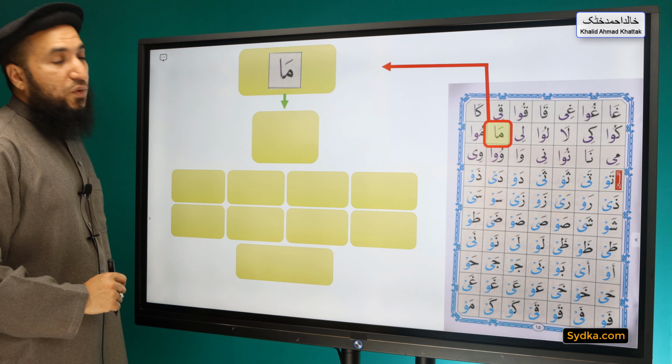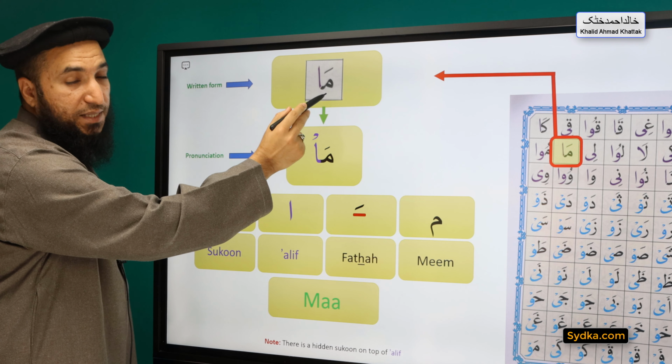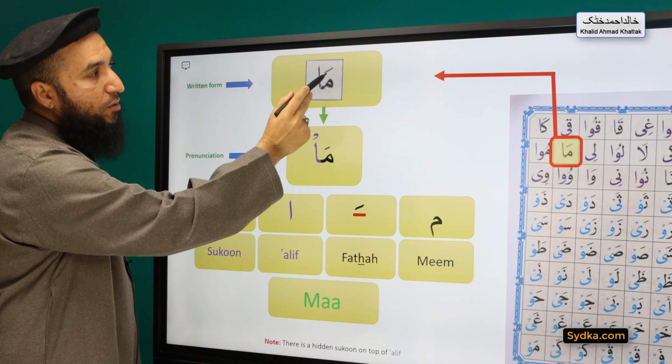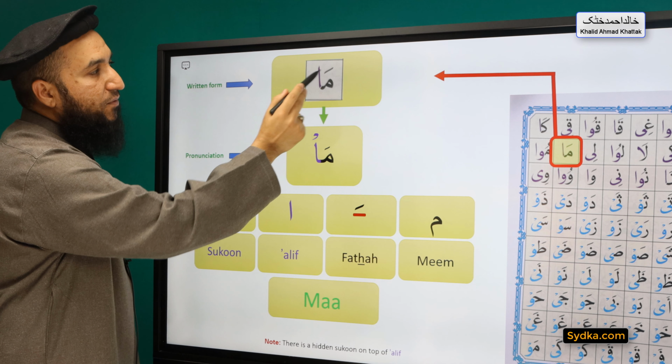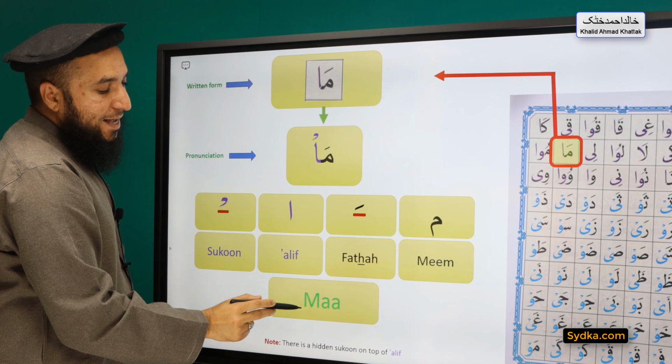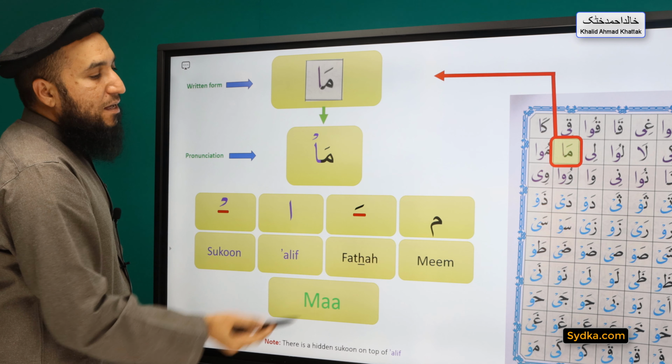So the first syllable we have is Mim Fatha Alif Sukoon. Mim is a light letter, it has fatha on top of it, it is followed by alif, and alif has hidden sukoon. Mim fatha alif sukoon, ma.